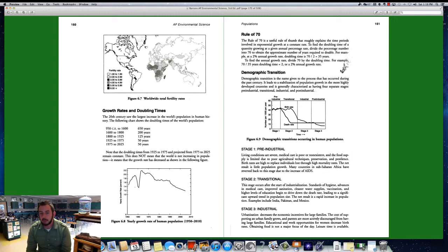Stage 3 is industrial. Urbanization decreases the economic incentives for larger families, so we don't need a lot of kids to go work in the mills and the mines and things like that. We can slow our growth down a little bit as far as having kids. The cost of supporting an urban family grows, so we have to pay more for everybody. Parents are more actively discouraged from having larger families. Education and work opportunities for women decrease birth rates. Obtaining food is not a major focus of the day, and leisure time is available.